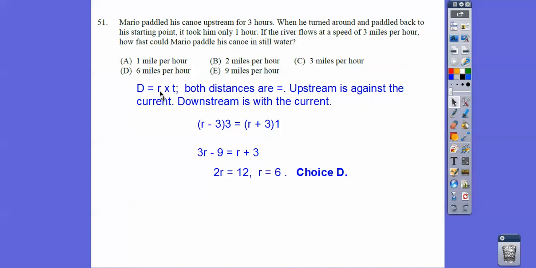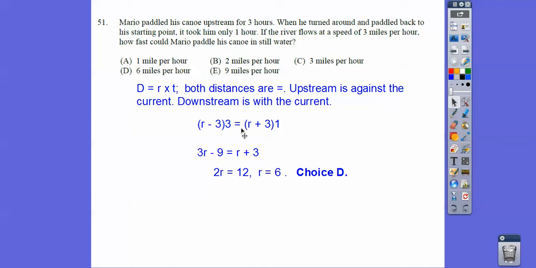Okay, remember distance equals rate times time. So when you go upstream and he returns back, he goes downstream, he goes the same distance. Okay, so upstream he goes against the current. So here he is fighting the current, and the current is going at 3 miles per hour. So it's Mario's rate minus the 3 miles per hour times the time. Remember, distance equals rate times time. His rate is his rate minus the current. Okay, and the time it took is 3 hours.